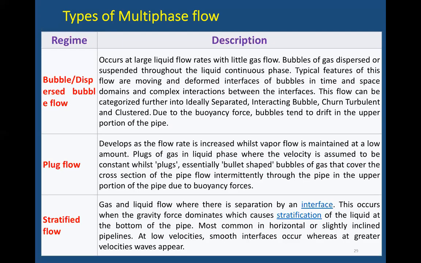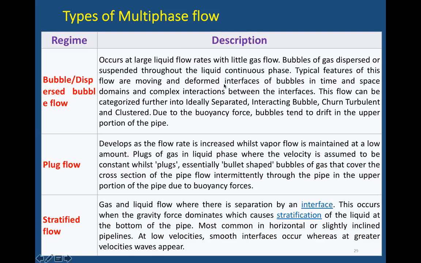Okay, so bubbles of gas are dispersed or suspended throughout the liquid-containing space. Typical features of this flow are a moving and deformed interface of the bubble in the time and space domain, and complex interaction between the interfaces. This flow can be categorized further into ideally separated, interacting bubble, churned, turbulent, and clustered. Due to the buoyancy force, bubbles tend to drift in the upper portion of the pipe.